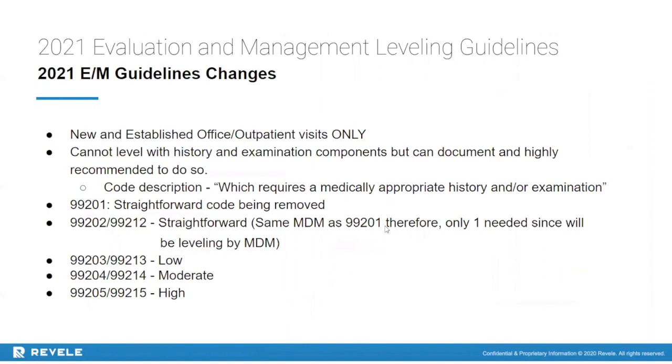So, for a summary of what we have learned: the 2021 E&M guideline changes pertain to new and established office or outpatient visits only. You cannot level with history or examination components, but you can document them, and it is highly recommended to do so. Also, 99201 was removed from the office visit outpatient visits because it shares the same medical decision level as 99202, being straightforward.